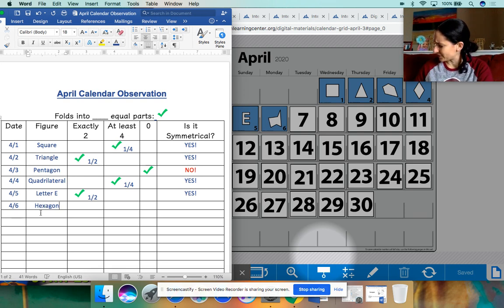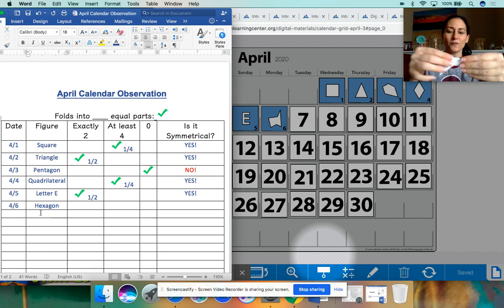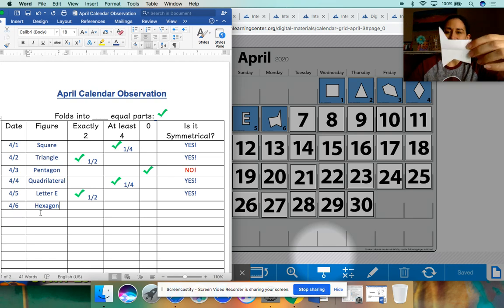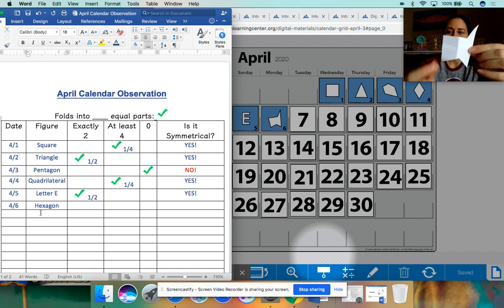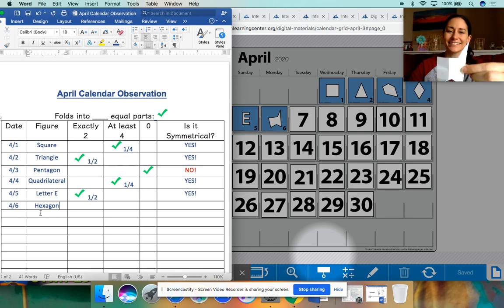And we didn't actually fold it yet. I'm sorry. I'm not sure if you were able to fold this at all at home and see if we can get it to fold into equal parts. If I fold it like that, as you can see, they're not the same. It's a lot longer up here than it is down here. And if I fold it this way, nope, they're not exactly the same. So we can't check off exactly two because it does not fold into exactly two equal parts.